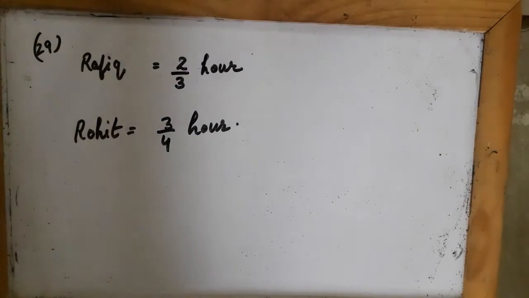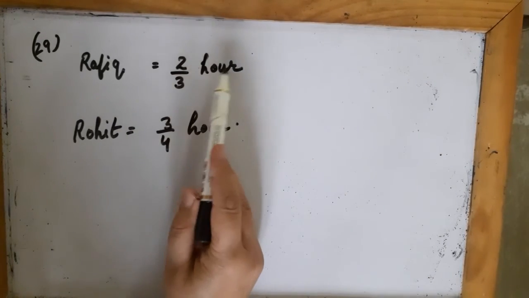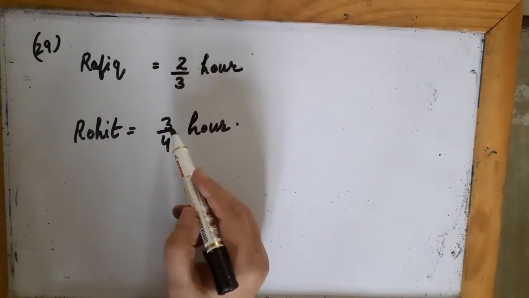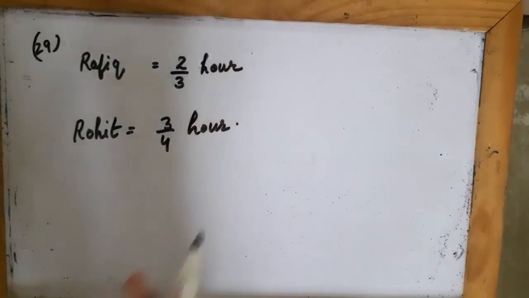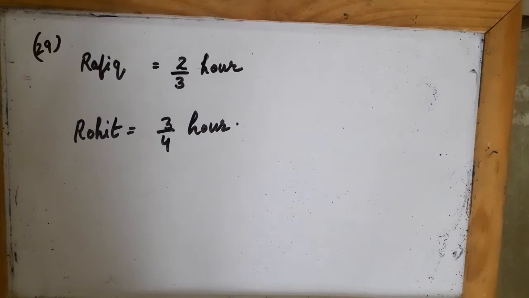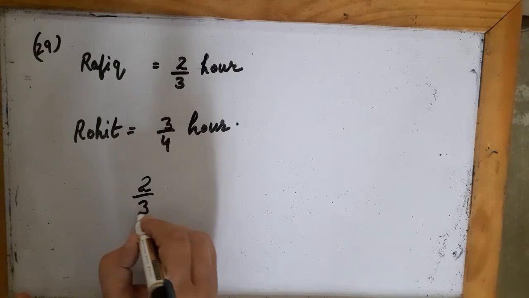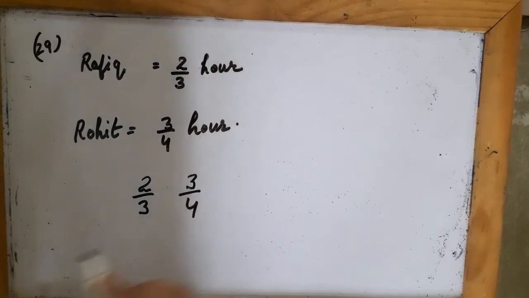Now in the next question, the 29th question, they are saying that Rafiq exercised 2 by 3 hour while Rohit exercised for 3 by 4 hours. So this is the fraction for which they exercised, and they are asking who exercised for a longer time. So it means I have to compare the fractions, to see which fraction is bigger.